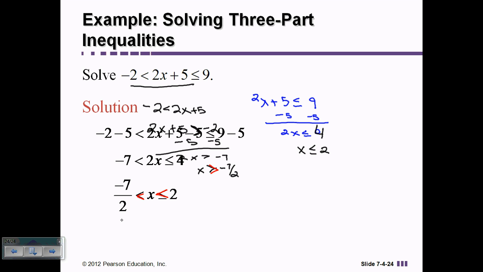When we graph that, here's the -7/2. Here's the 2. The 2 has the equal to symbol, so it's a square bracket. This one has a parenthesis, and our answer is all the numbers in between.